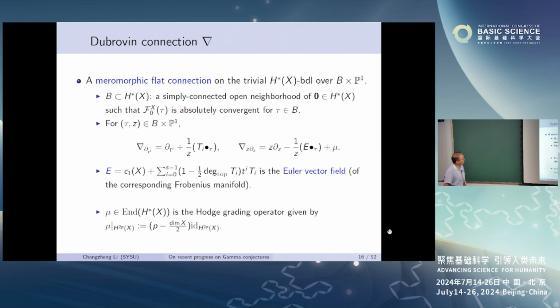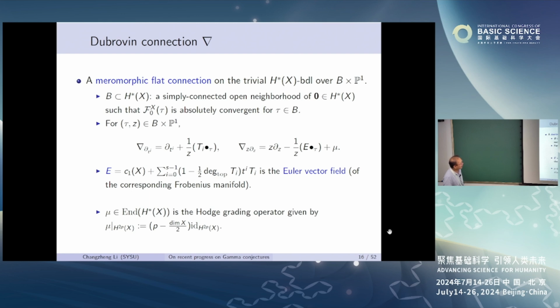So then we can consider a meromorphic flat connection called the Dubrovin connection on the trivial vector bundle over the base. So the fiber is the cohomology. The base is the cohomology times P1. Here B is the simply connected neighborhood of zero, such that this is absolutely convergent. And you can see some form. So the connection along the t direction is defined in this way, and the quantum product is involved here.